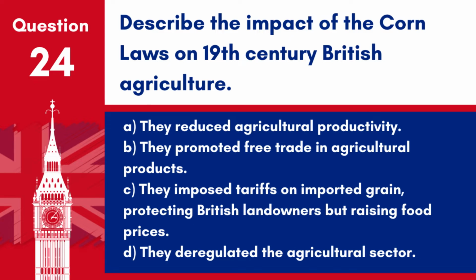Question 24. Describe the impact of the Corn Laws on 19th century British agriculture. A. They reduced agricultural productivity. B. They promoted free trade in agricultural products. C. They imposed tariffs on imported grain, protecting British landowners but raising food prices. D. They deregulated the agricultural sector.